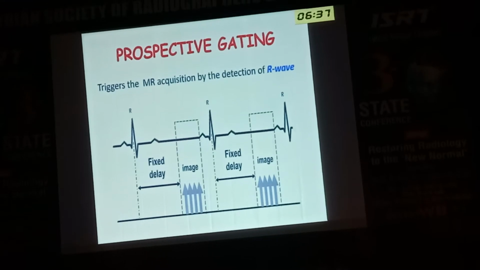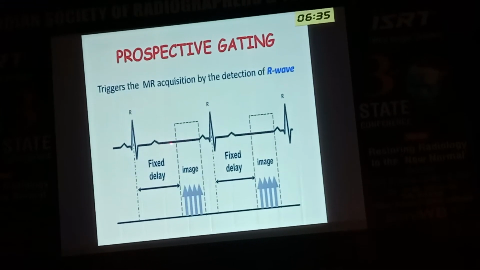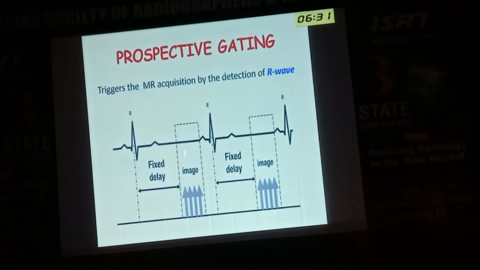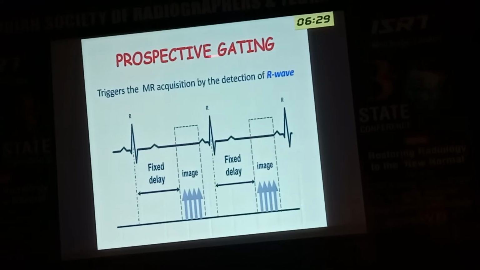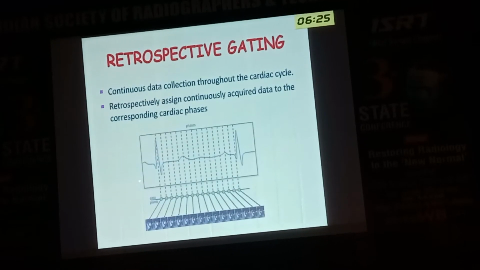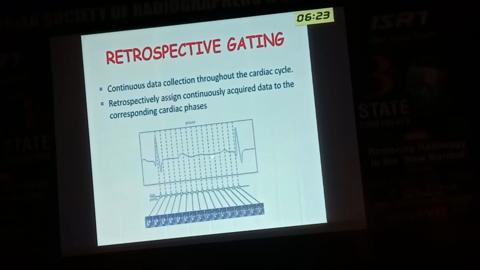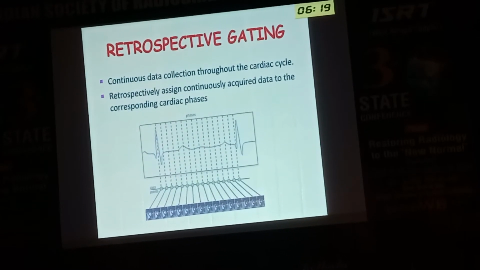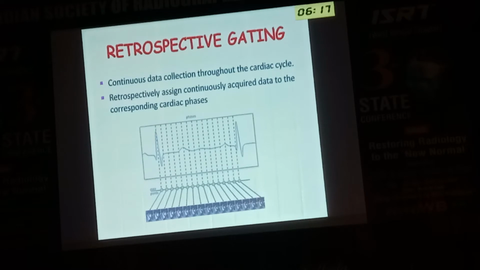When do we have to apply the RF pulse? During the rest phase. So similarly, when I apply the RF pulse and get the image in the rest phase, that is called prospective gating. Suppose I acquire the data continuously and do post-processing only in the rest phase, that is called retrospective gating. Both things can be done.